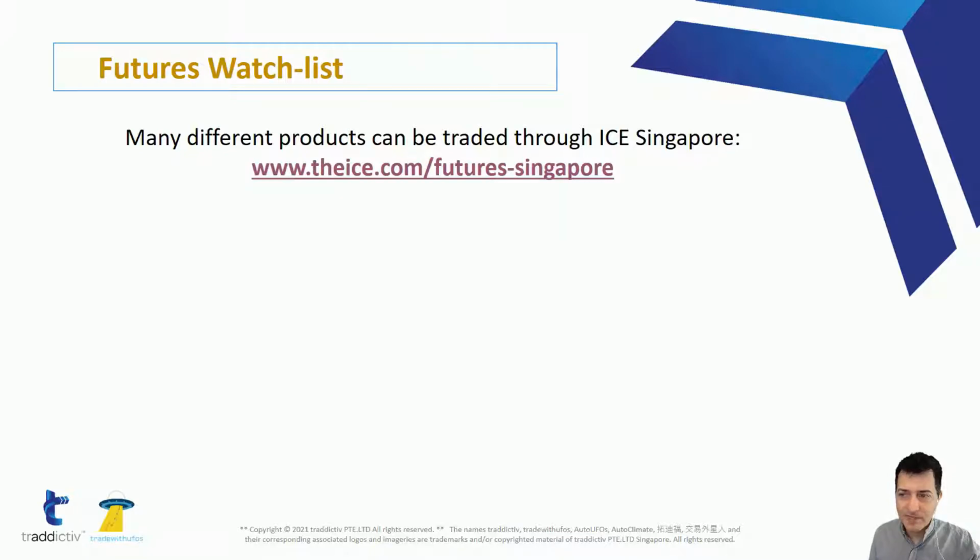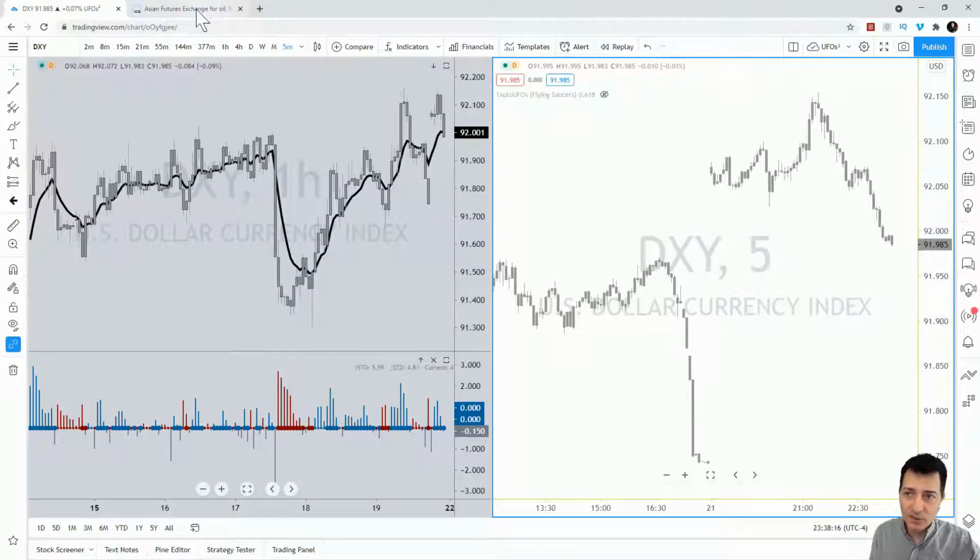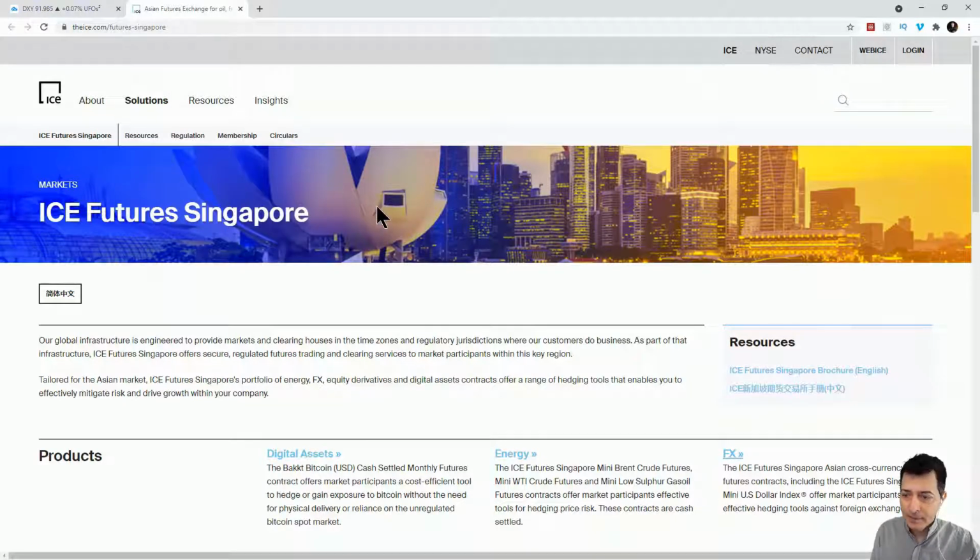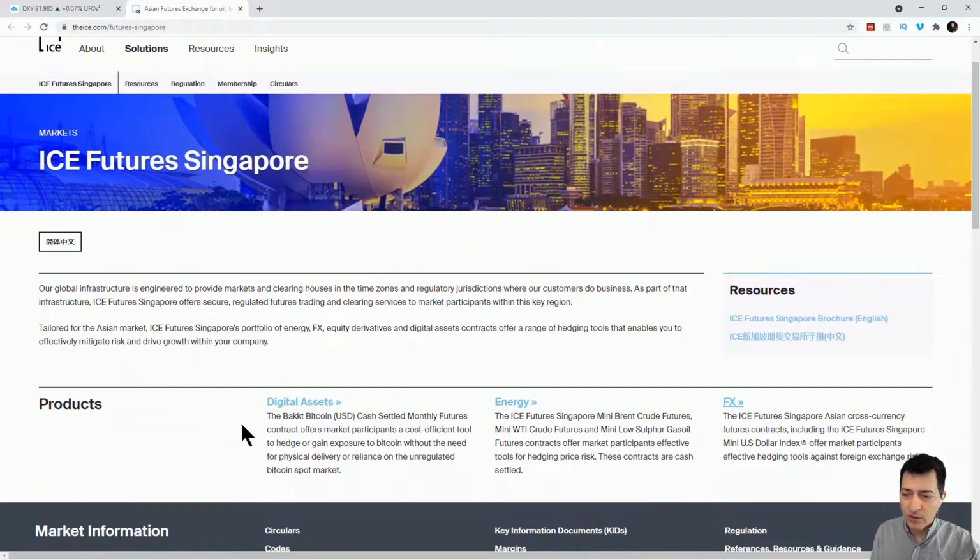Here's a useful website, www.theice.com/futures-singapore. There you can get access to real-time information on everything available in the exchange in an updated fashion. So I'm showing you the website here. You have the products: digital assets, energy, FX, etc.